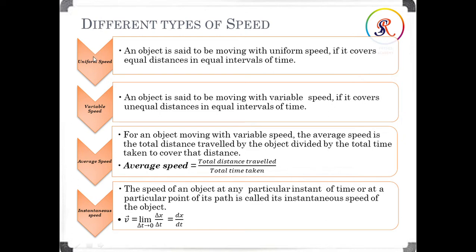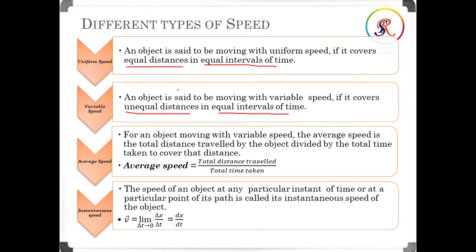What is uniform speed? An object is said to be moving with uniform speed if it covers equal distance in equal intervals of time. Now, non-uniform speed. An object is said to be moving with variable speed if it covers unequal distance in equal intervals of time. For example, the motion of heavy vehicles like trucks on a highway is uniform speed. Variable speed, for example, is the motion of a bike in the city or on a busy road, which is an example of non-uniform speed.